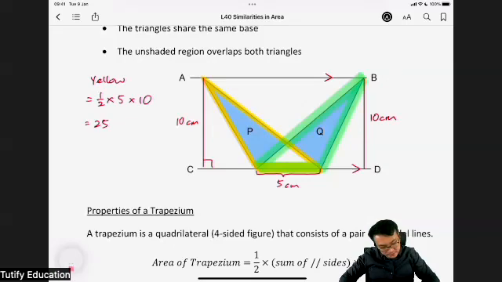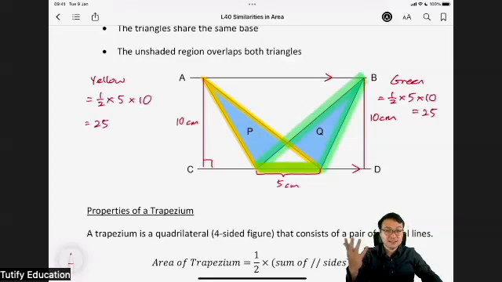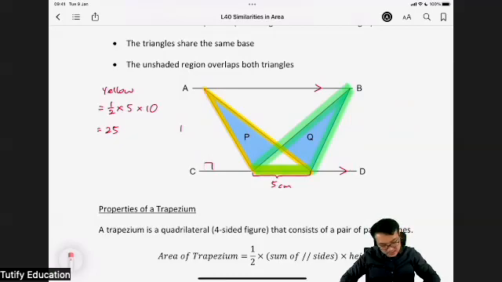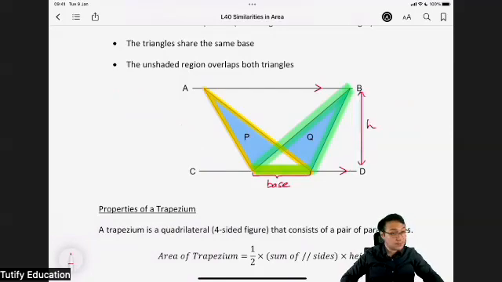Now let's find the green triangle. Half times, what is the base? 5 times 10. And we get the same answer, and therefore the area is the same. Good. Well done. Thank you, Junchen. So students, as you can see, when you have parallel lines, you already know that the height is the same. If the height is the same and also the base is the same, then the area will be the same. So same base, same height will always give you the same area.